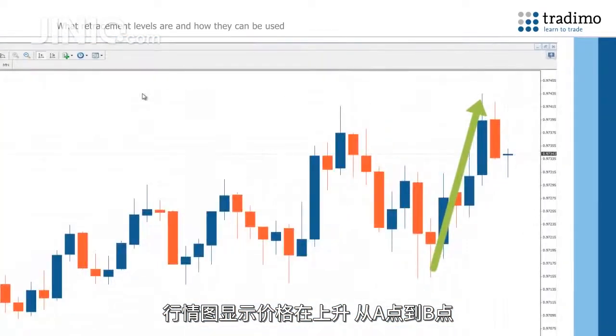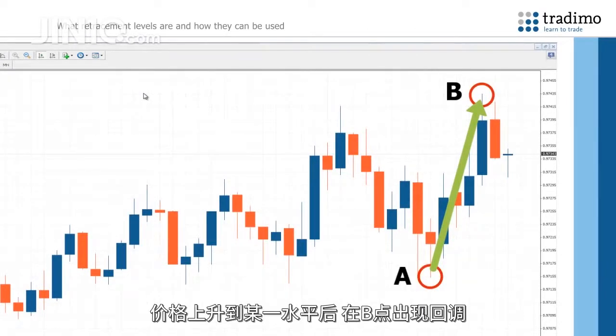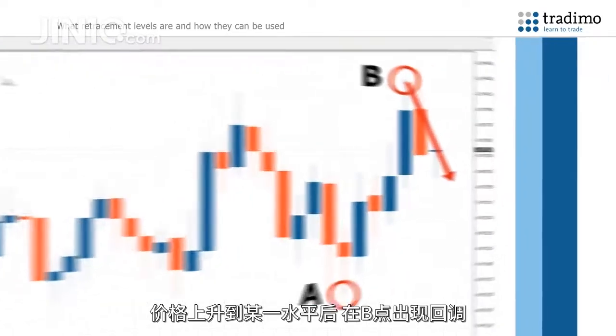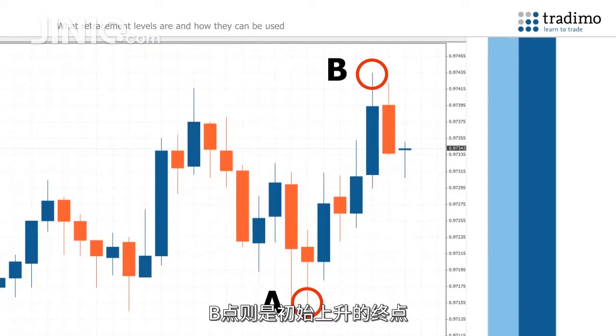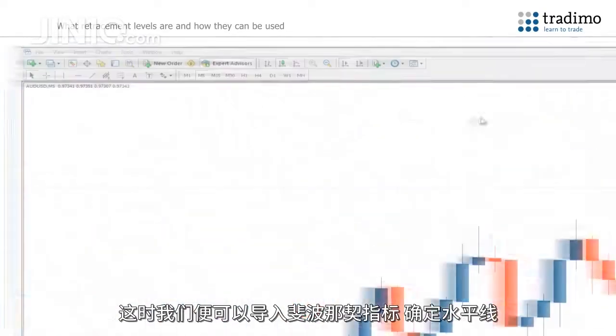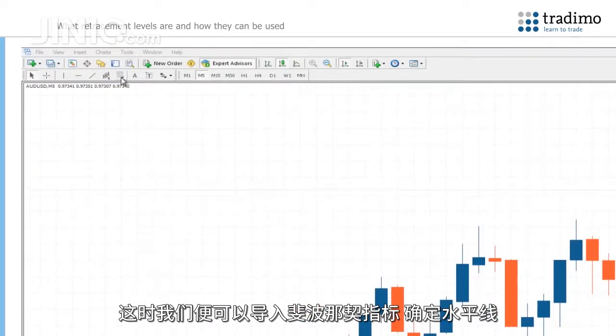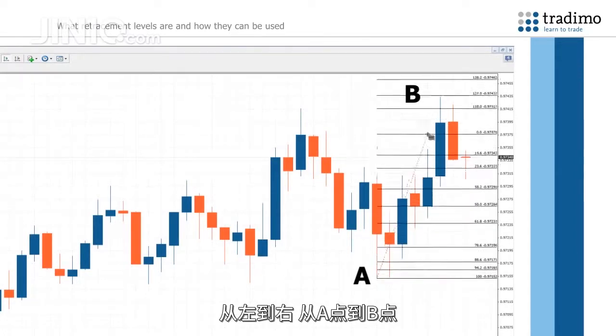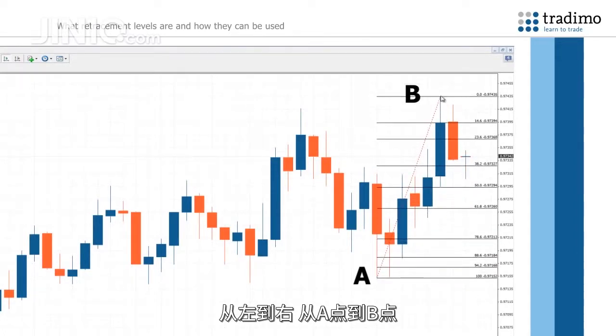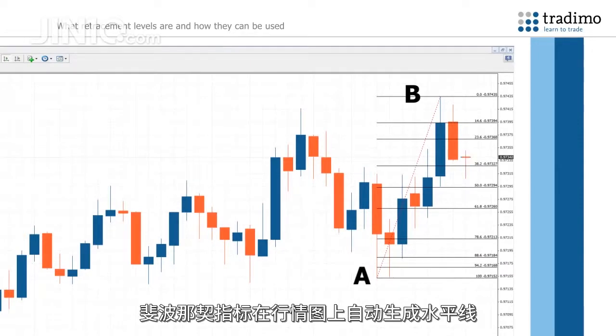Here, the price has moved up. There is an initial move to the upside from point A to point B. After the price moves up, there is a retracement after point B. After the price begins to retrace, it becomes clear that point A is the beginning of the initial move up, and point B is the end of the initial move up. Once this happens, we can use the Fibonacci tool to place the Fibonacci levels. The Fibonacci is drawn from left to right, starting at point A and up to point B. The Fibonacci tool then automatically plots the levels on the chart.